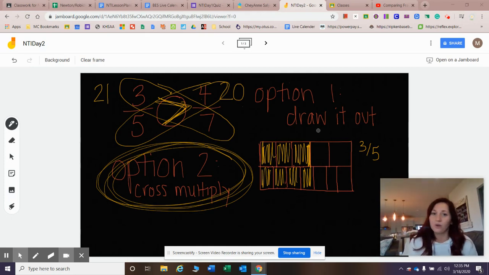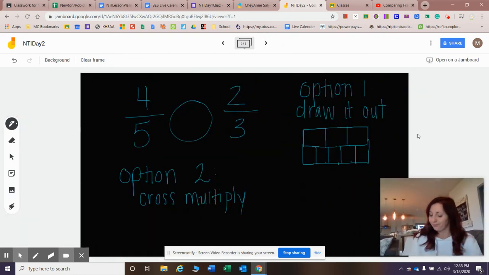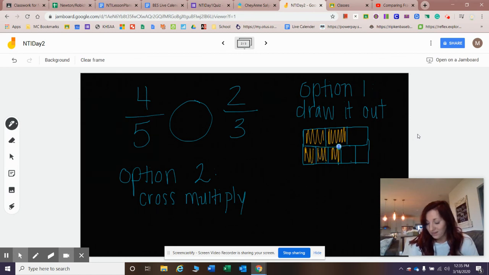Option 1, let's go ahead and draw it out. It won't hurt anything. Oop, I forgot to change it on my computer screen. There we go. All right, so we've got 4/5 is what to 2/3? All right, let's draw it out. So we got 2/3. Wonder if this one's going to be close. And then 4/5. It's still really close. According to our picture, 4/5 is bigger than 2/3, but it's always safe to go ahead and cross multiply. So here we go.